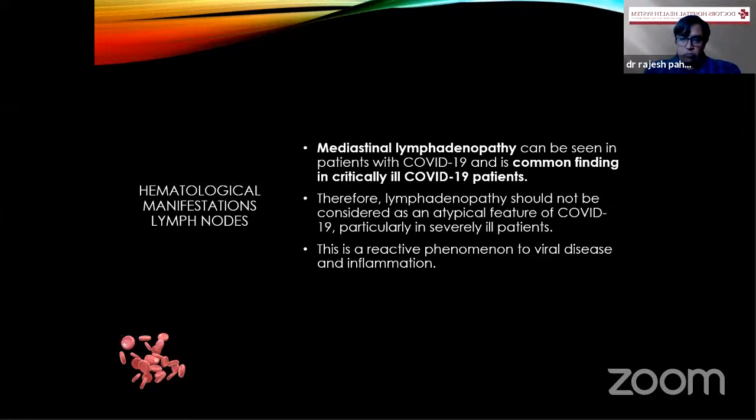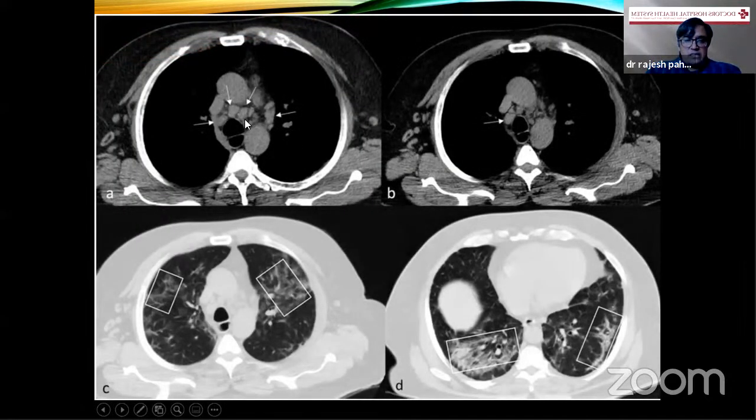Now coming to the lymph nodal involvement. Mediastinal lymphadenopathy is seen as a common finding in critically ill COVID-19 patients. And this lymphadenopathy, since it is reactive in nature, should not be considered as an atypical feature of COVID-19. Mostly these lymph nodes are well-defined, discrete, with no areas of necrosis or calcifications. So here is a CT image showing these lymph nodes, and on the lung window we can see multiple parenchymal changes.